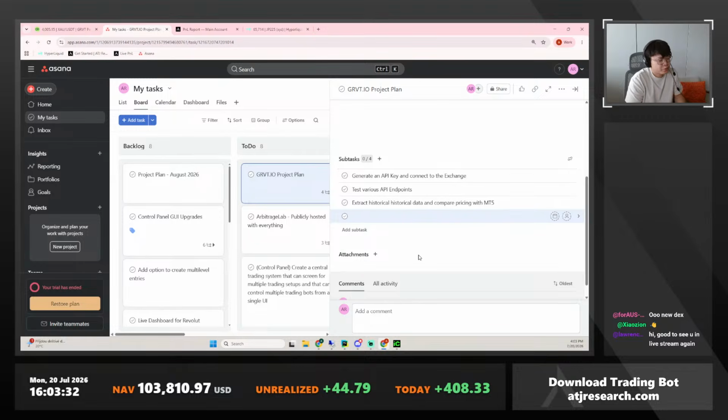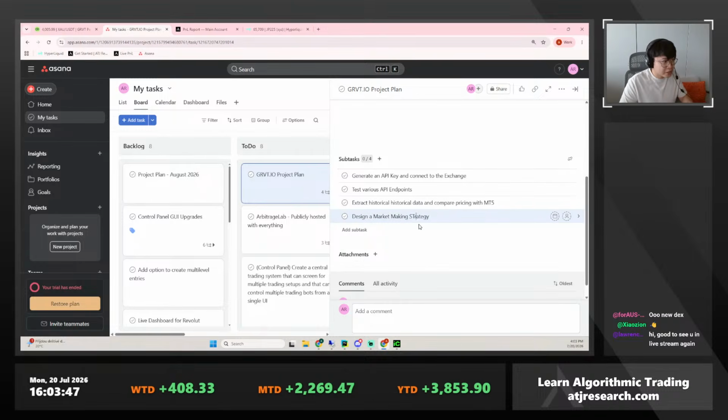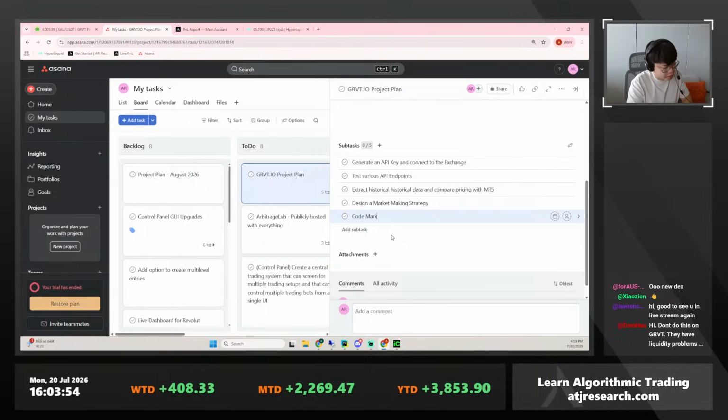So we just need the fair pricing of gold, add a markup on the bid, add a markup on the ask, and we're going to evaluate or design a market making strategy, right? And then once we have this strategy designed, we can code a trading bot. We're going to code a market making bot, and then we'll see the results.